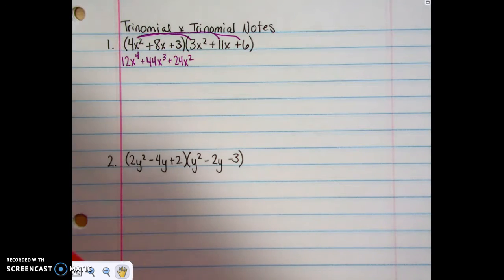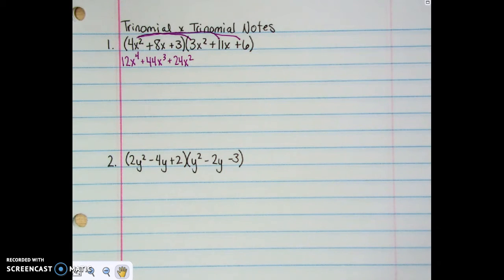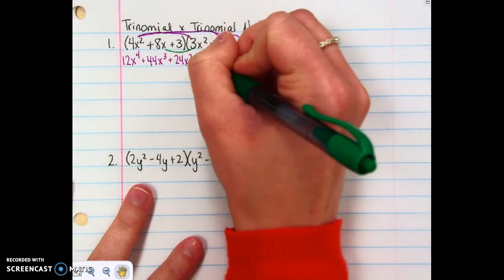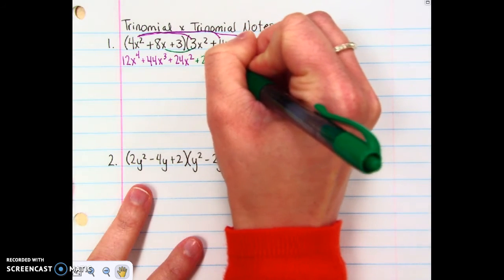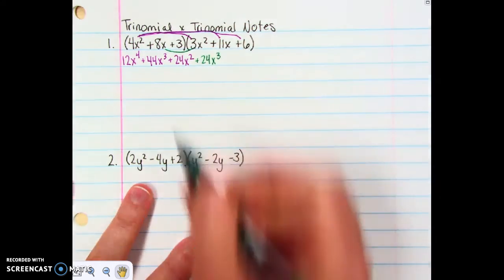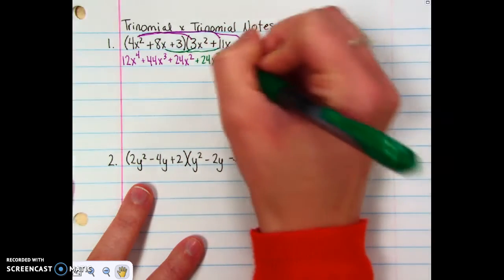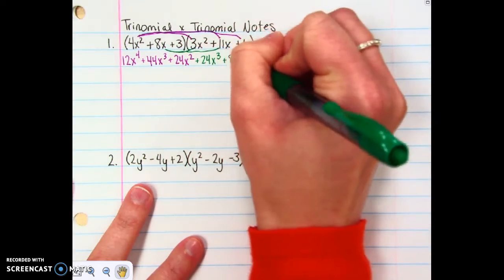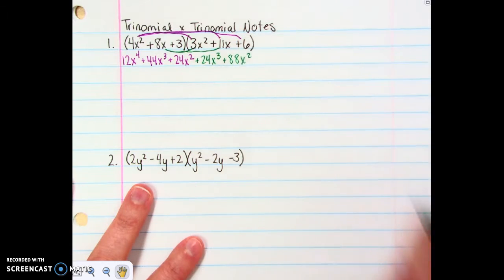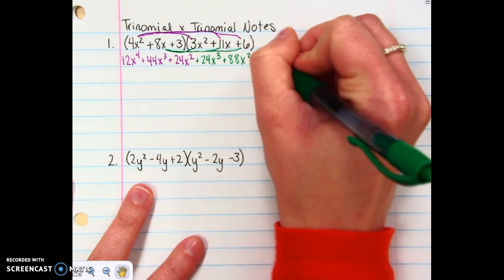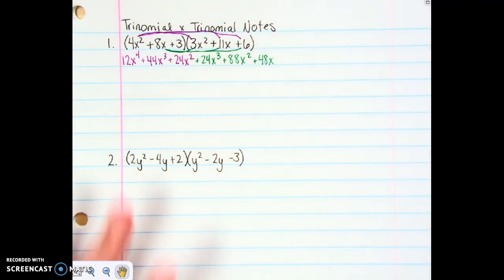Okay, now I'm going to go to that middle term, which is the 8x. So 8x times 3x squared is 24x cubed. 8x times 11x is 88x squared. And 8x times 6 is 48x.